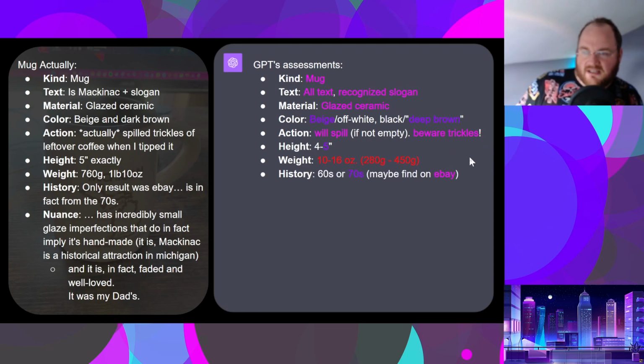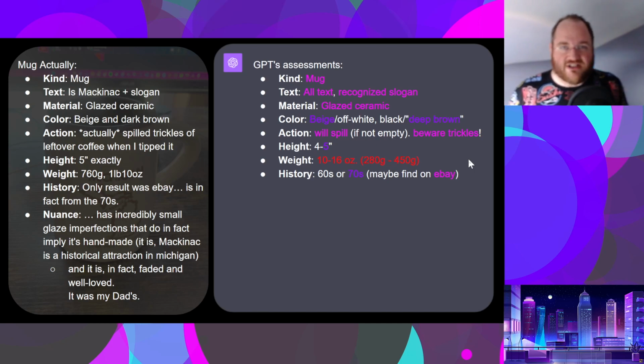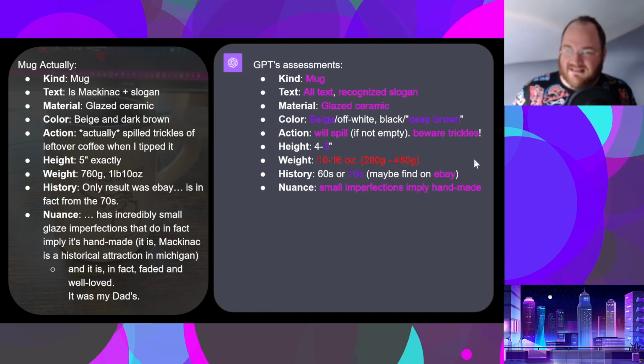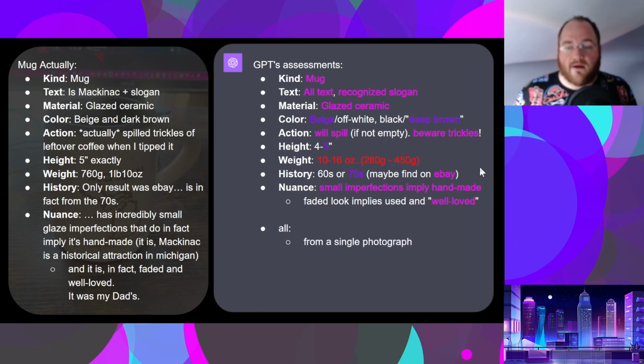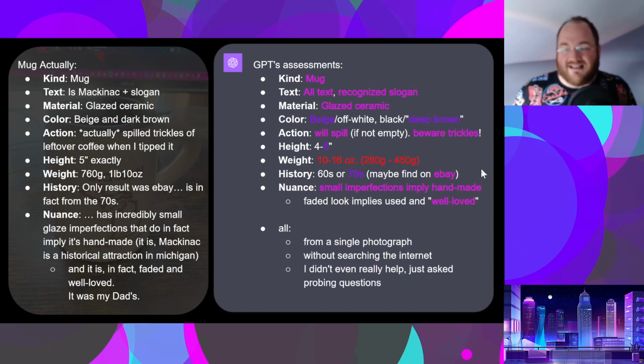And history, 60s or 70s. It suggested I could find it on eBay. It was correct. And then it has these small, slight imperfections implying that it's handmade. It is, in fact, handmade. It does have those imperfections, and it looks well loved. It was my dad's. So, from a single photograph, without searching the internet, I didn't even really help.